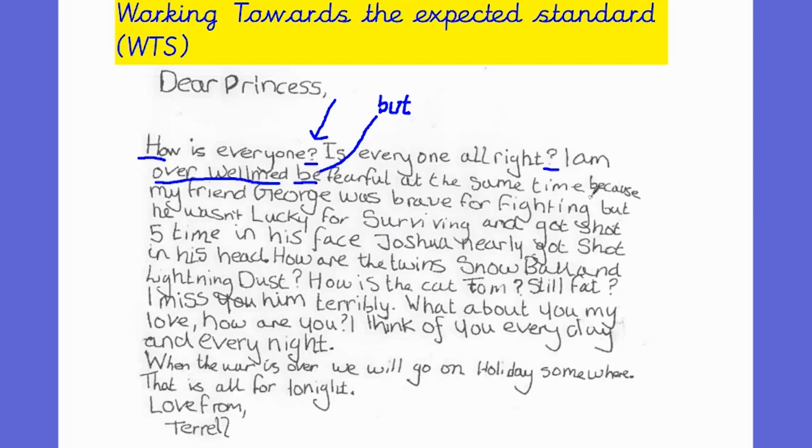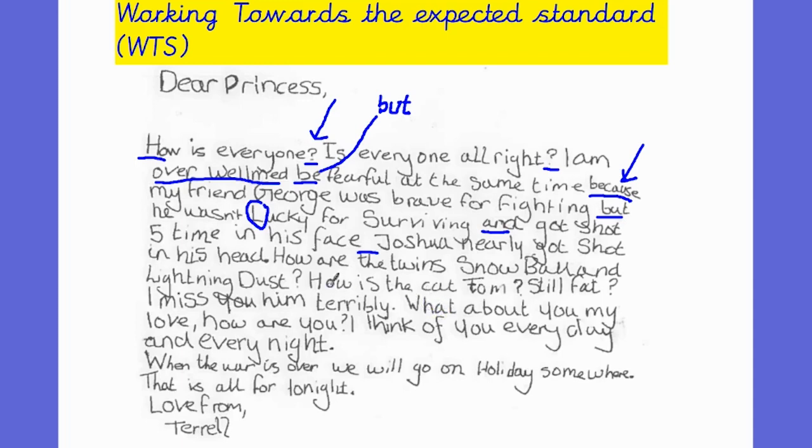We have got, though, some subordinating conjunctions for cohesion. So we've got the word because being used. Because my friend George was brave for fighting, and we've got some coordinating later on. He wasn't lucky. So once again, an incorrect use of a capital letter there. For surviving and got shot 5 times in his face. I think we should have some punctuation here, but it's missing. So some sort of pause, full stop probably.